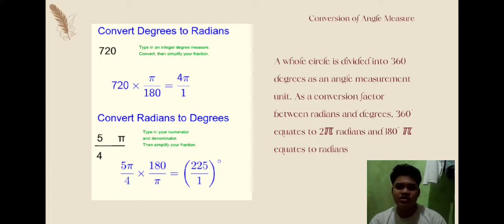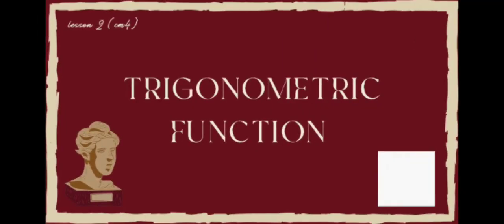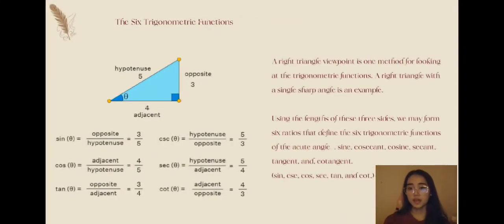In converting radians to degrees, you are given 5 pi radians over 4 times 180 degrees over pi radians, which is equal to 225 degrees. Take note that when no units of angle measure are specified, radian measure is implied. The angles of sine, cosine, and tangent are a primary classification of functions of trigonometry.